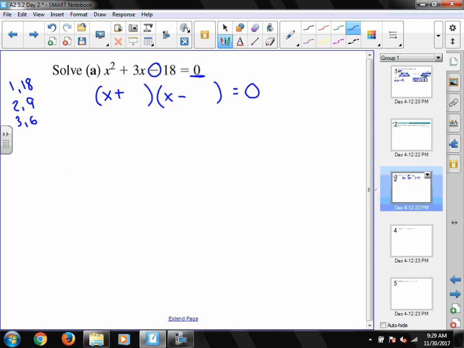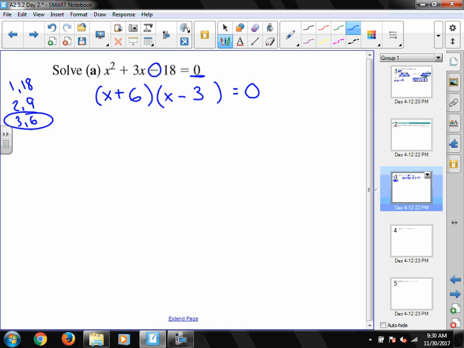So if I take positive 1 minus 18, nope. Positive 18 minus 1, nope. Positive 2 minus 9, nope. Positive 9 minus 2, closer, it gives me 7, but not 3. If I do positive 3 minus 6, that gives me a negative 3. But if I do positive 6 minus 3, there's my winner. I need a positive 6 minus 3, and there's how that's going to factor out.